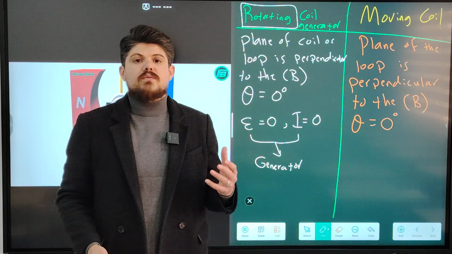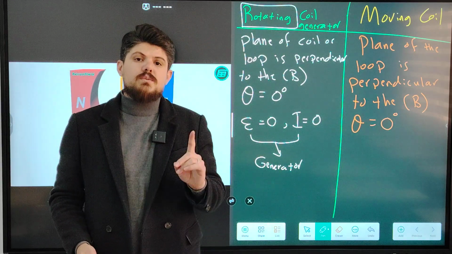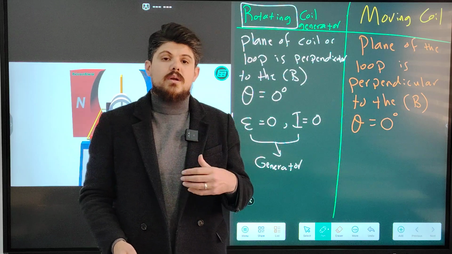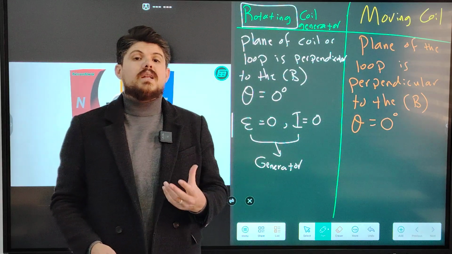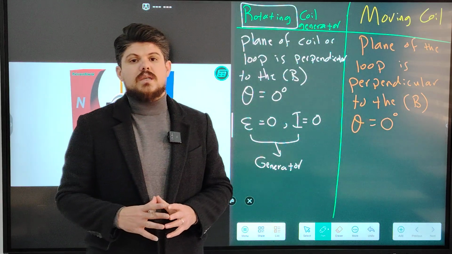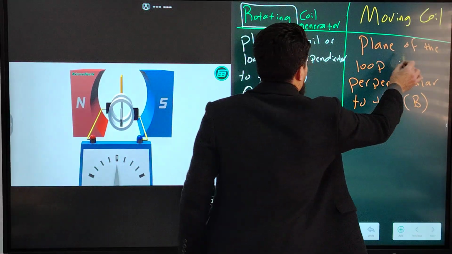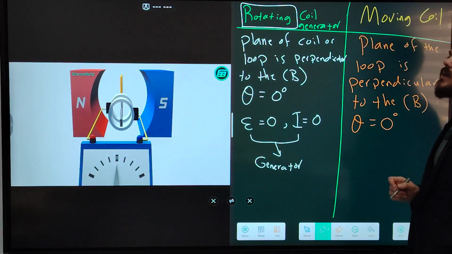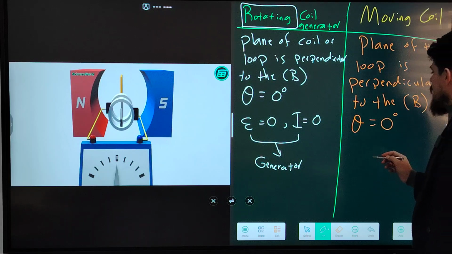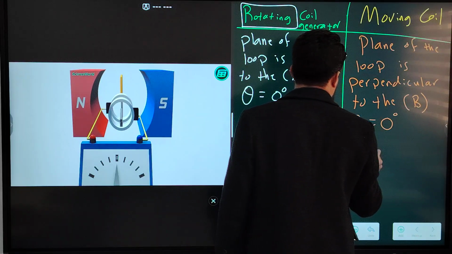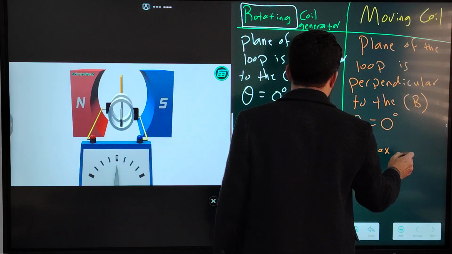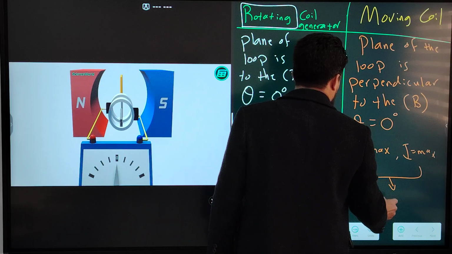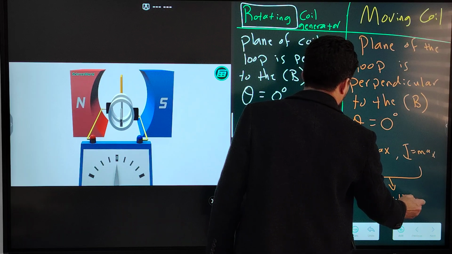In the case when the plane of the loop is parallel, the area vector is perpendicular to the magnetic field, and the angle becomes 90. When the plane of the loop is perpendicular to the magnetic field, the angle between A and B becomes 0, and EMF has maximum value, current also has maximum value. But that is in the moving coil.